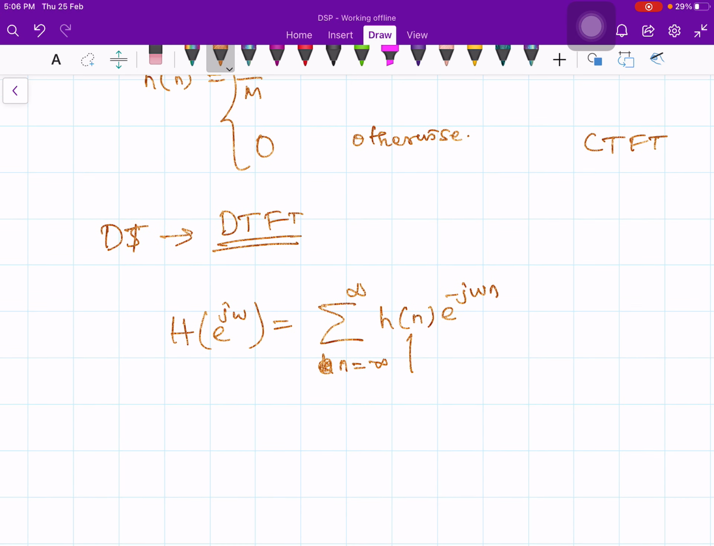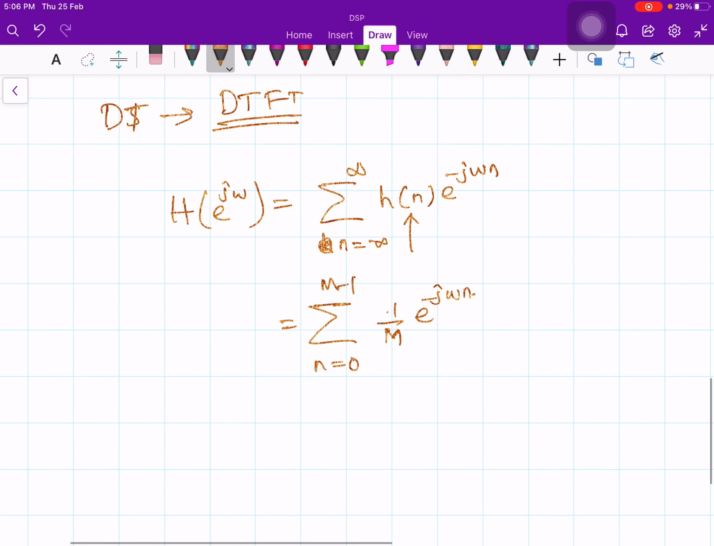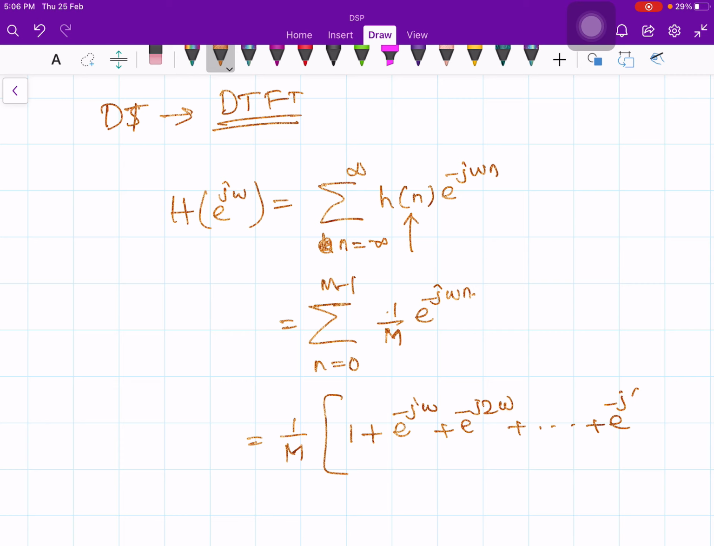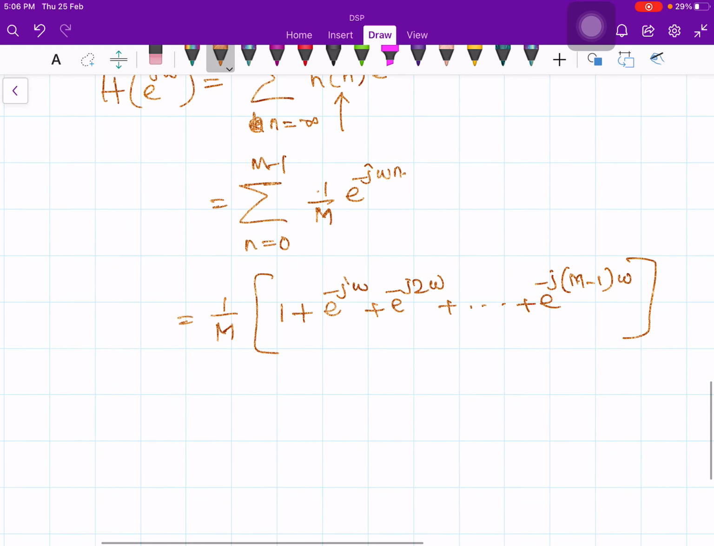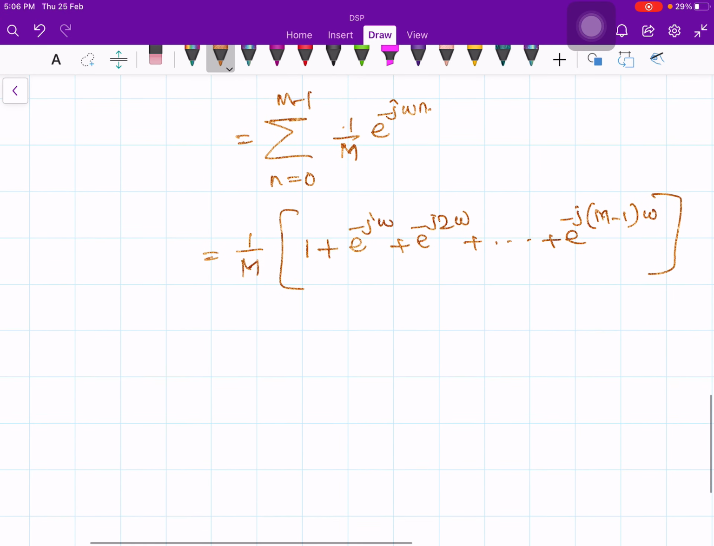But anyway, this h of n has only a finite number of values, so I can write n equal to 0 to M minus 1, then h of n is 1 over M e to the minus j omega n. Therefore 1 divided by M, expand the summation: 1 plus e to the minus j omega plus e to the minus j2 omega plus dot dot dot e to the minus j omega times capital M minus 1, right? So this is a geometric series. Okay, we can sum it up.